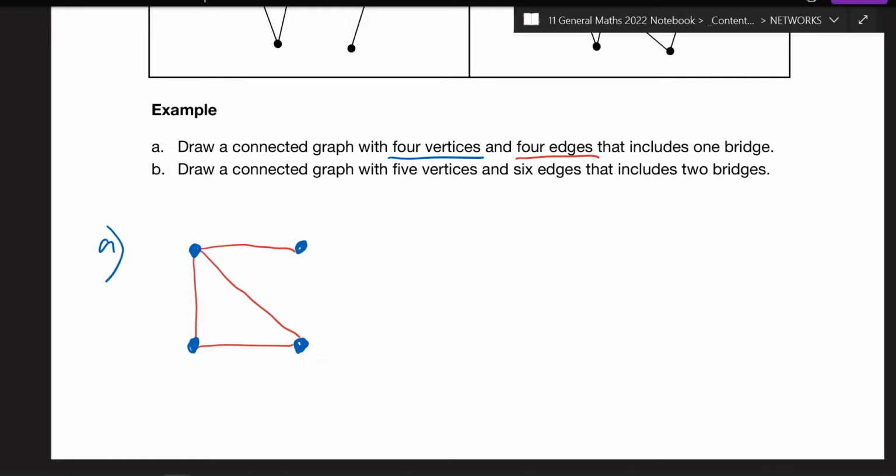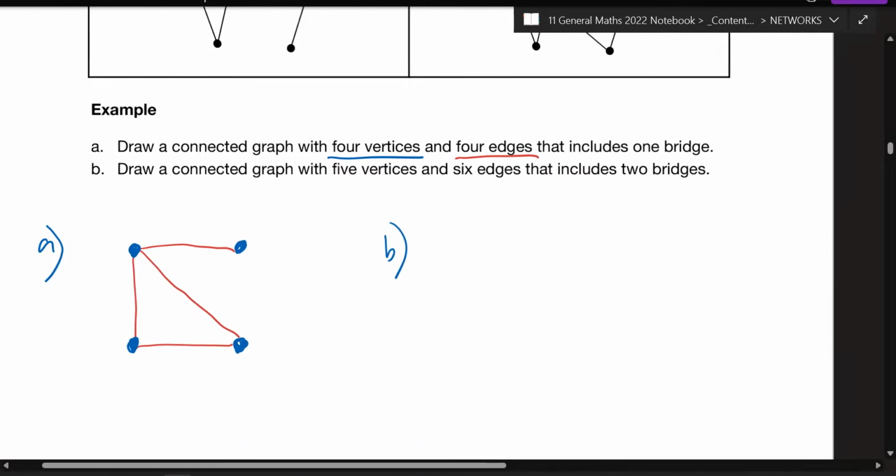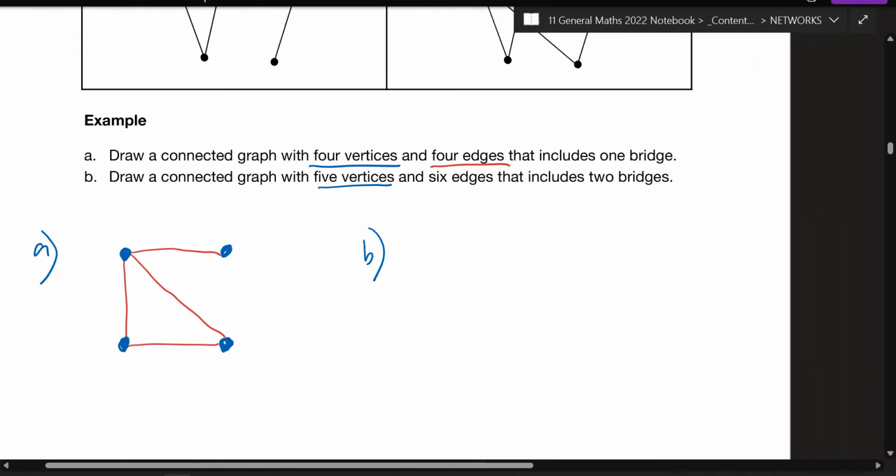Okay, let's try another one. Let's do B. So this one has 5 vertices this time, so 5 dots. I might just draw them like this. 1, 2, 3, 4, 5. I think the beauty with networks is you can really draw your graph any way you want, which also makes it hard for the teacher because it's hard for us to mark sometimes when you've all gone and done something crazy. But you don't have to arrange it this way if you don't want to.